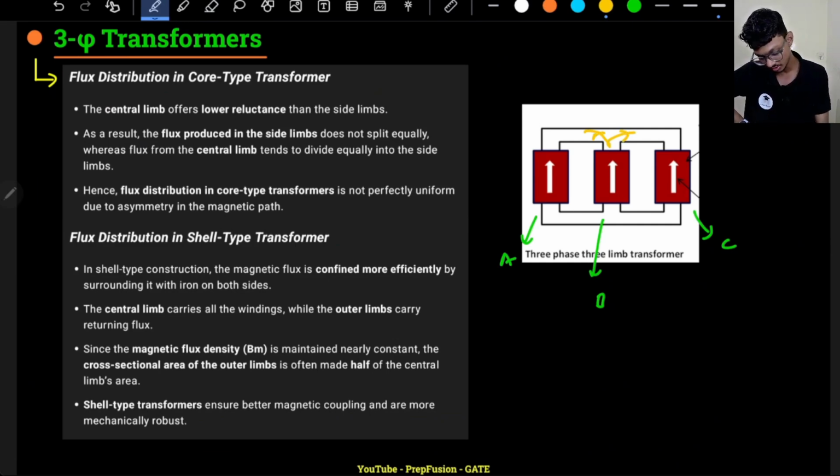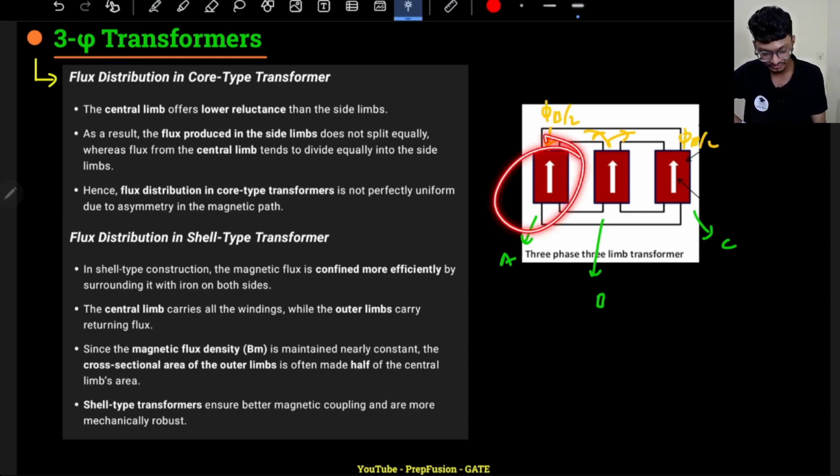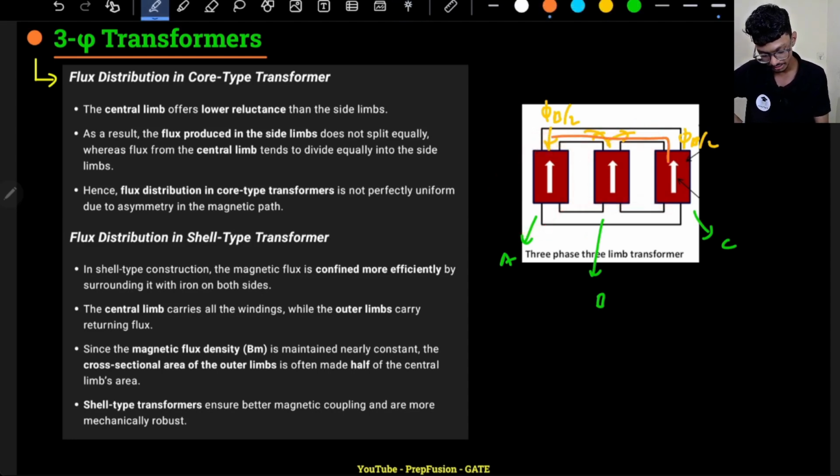Because it will see the same reluctance from the left hand side and the right hand side, correct? So here phi b by 2 will go, and here also phi b by 2 will go, but phase A will not see the reluctance equally. So some flux will flow here, some flux will flow through there. That will not be equally divided. So there is a problem. Due to that, there can be more leakage flux. That was the problem for a core type transformer.